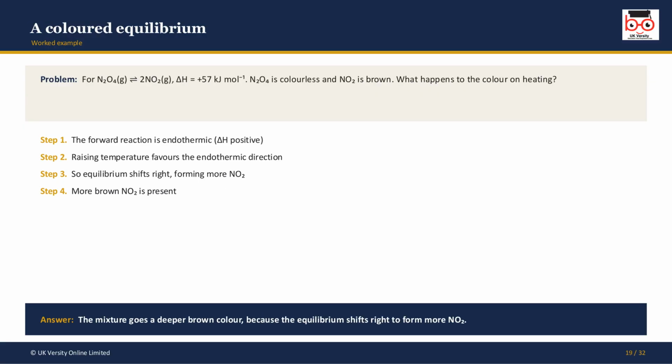Here's a nice visual one. Dinitrogen tetroxide, which is colorless, is in equilibrium with nitrogen dioxide, which is brown, and delta H is plus 57 kilojoules per mole. What happens to the color when we heat it? The forward reaction is endothermic, since delta H is positive, and raising the temperature favors the endothermic direction, so the equilibrium shifts right to form more nitrogen dioxide. With more brown gas present, the mixture goes a deeper brown color.